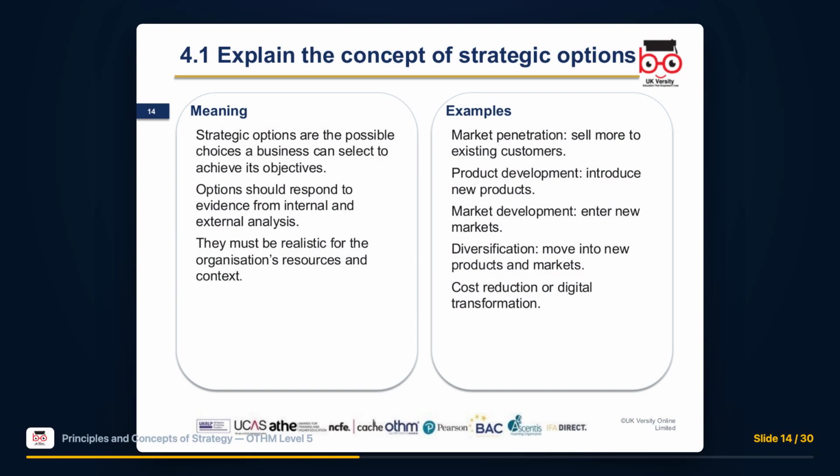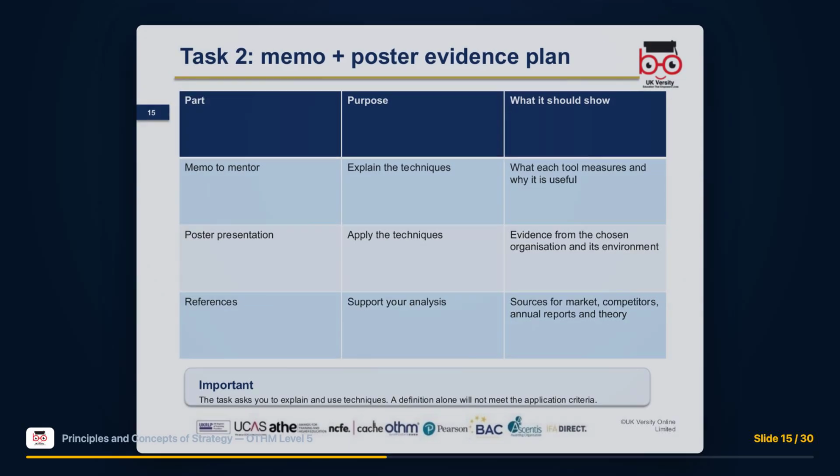For Criterion 4.1, explain the concept of strategic options. The possible choices a business can select to achieve its objectives, responding to evidence from internal and external analysis, and realistic for its resources. Examples include market penetration, selling more to existing customers, product development, introducing new products, market development, entering new markets, diversification, moving into new products and markets, and cost reduction or digital transformation.